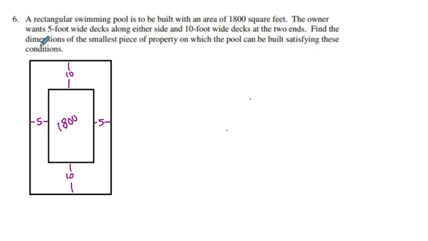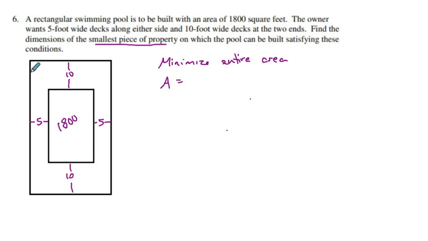Okay, and we're supposed to find the dimensions of the smallest piece of property on which the pool can satisfy these conditions. So smallest implies that we want to minimize, and what we want to minimize is the entire area because the property holds the whole thing. So minimize the entire area. So we want a formula for area. Now right now we have no variables on here.